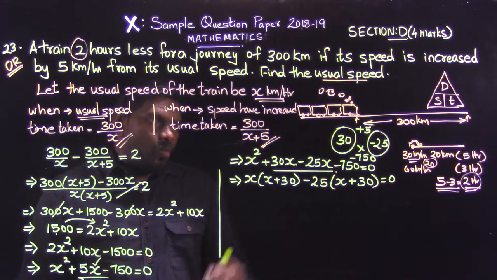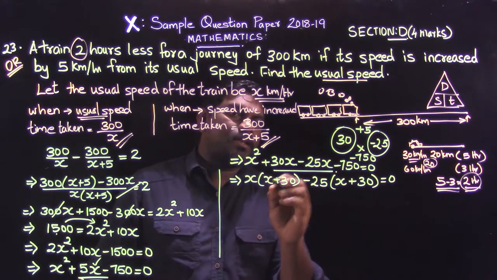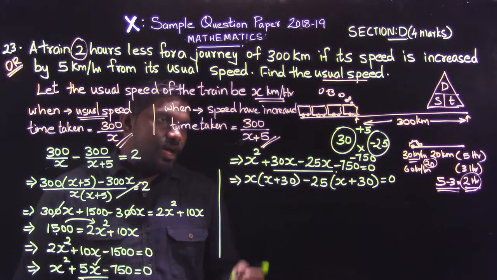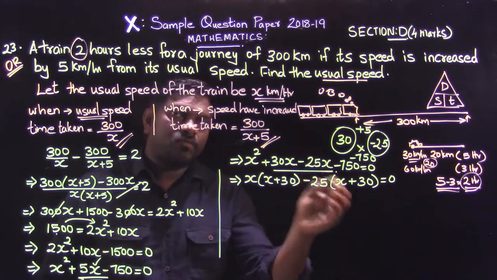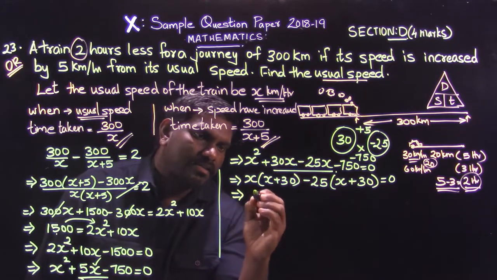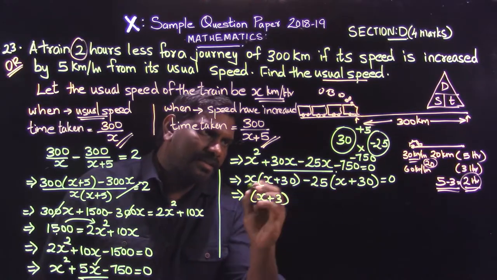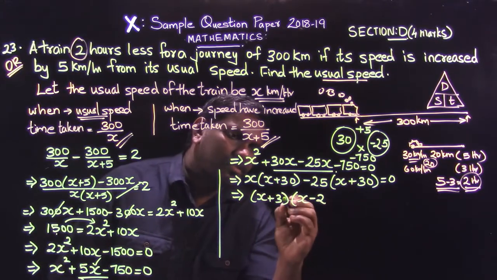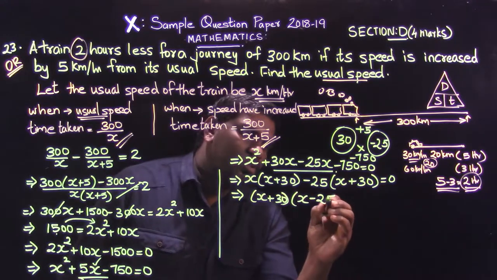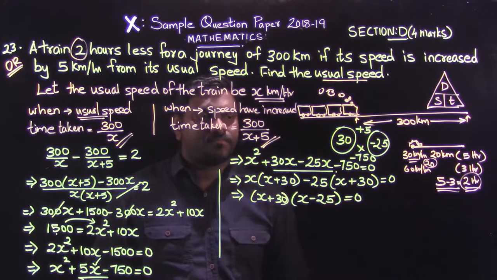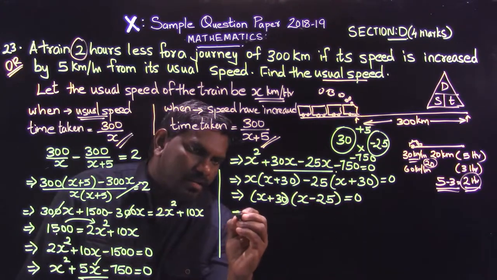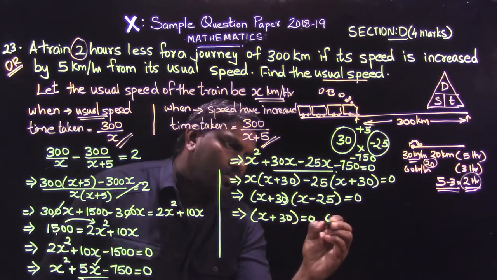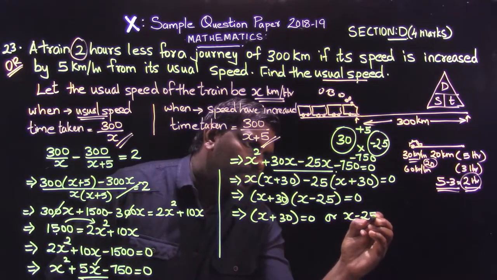Fine. So now whenever I have a question like this where you need to split the middle term, I have been telling you the brackets you get will be the same, only then can I write the step as x plus 3. I'm taking that common outside, and what I will get is x plus 30 into x minus 25 is equal to 0.